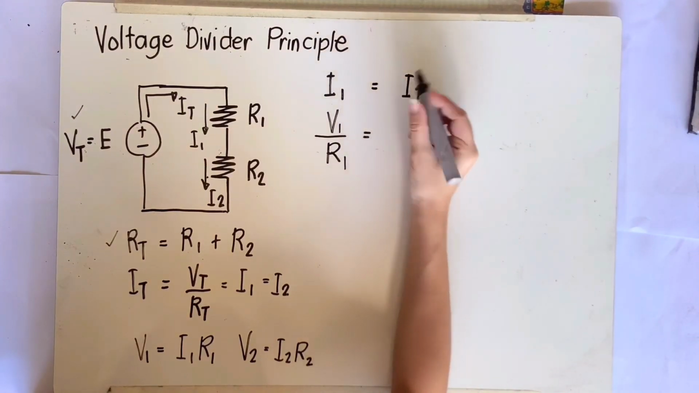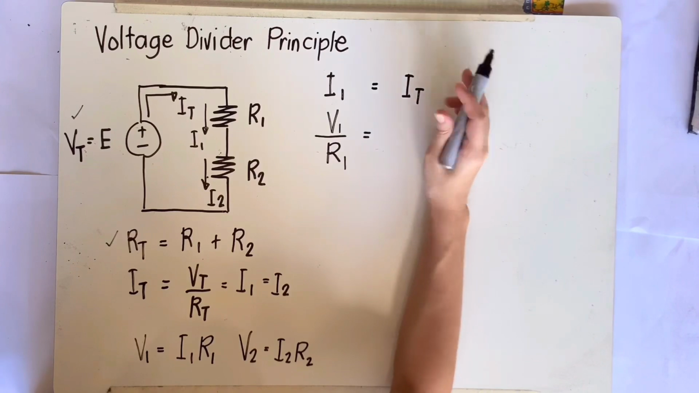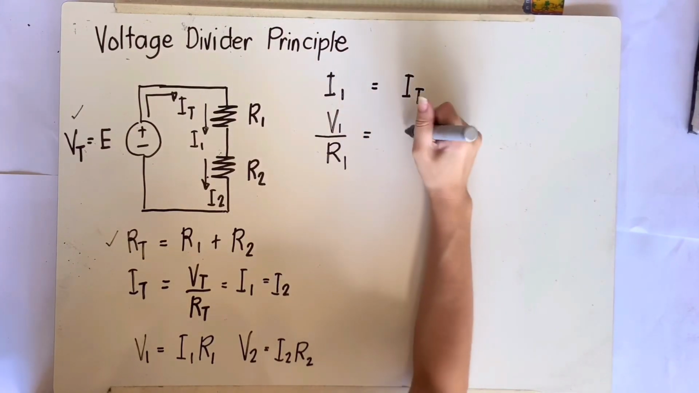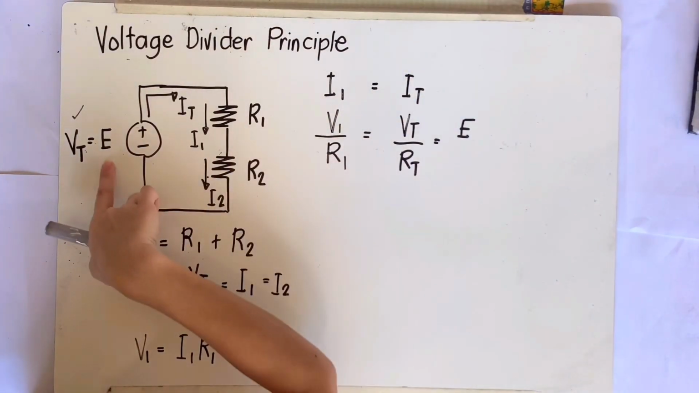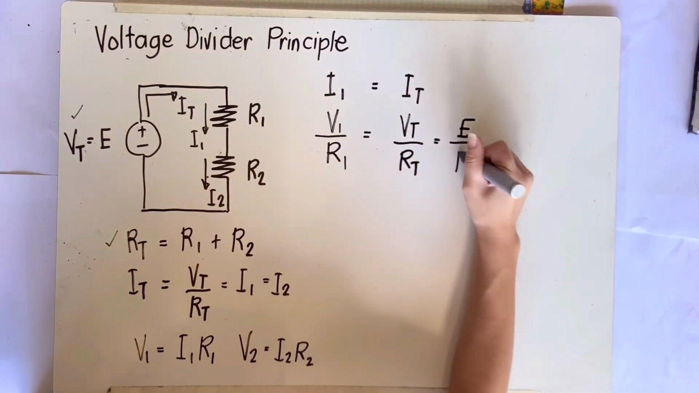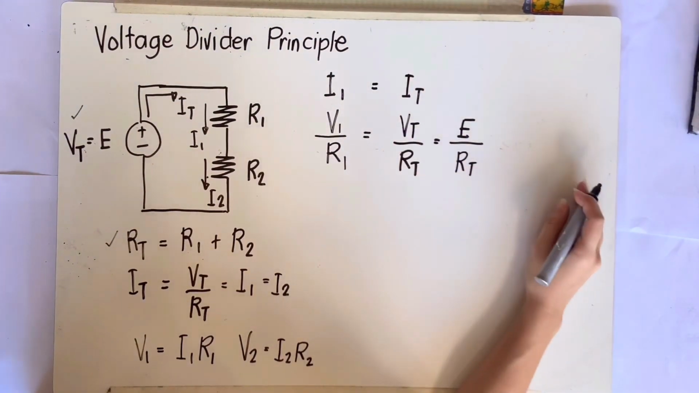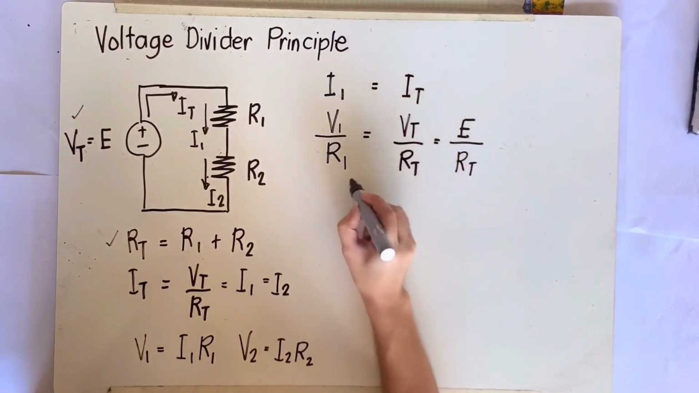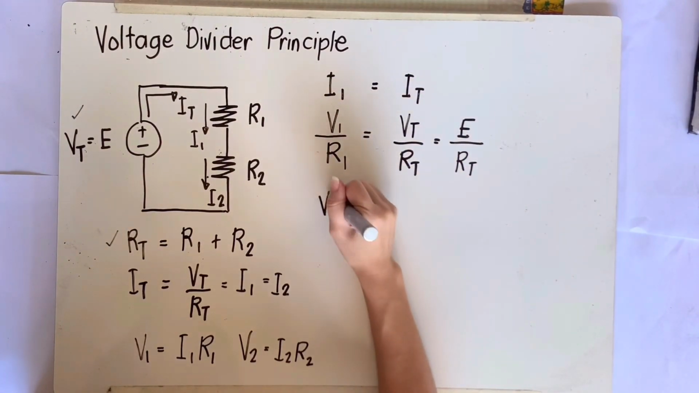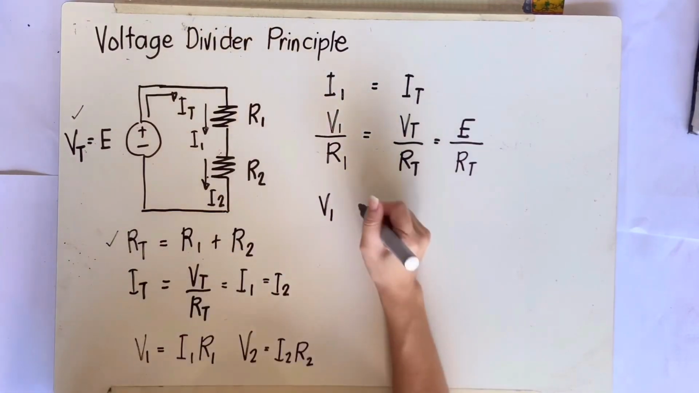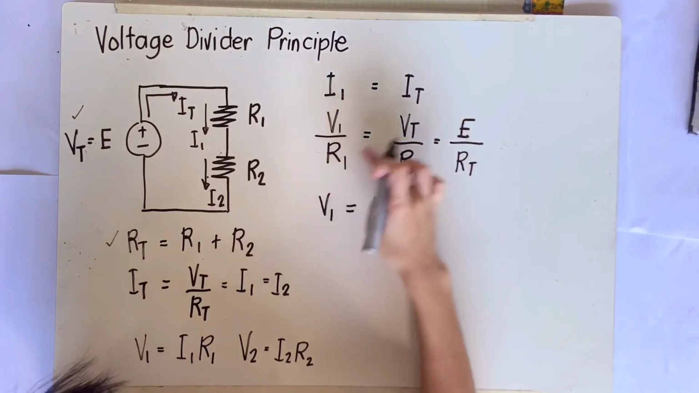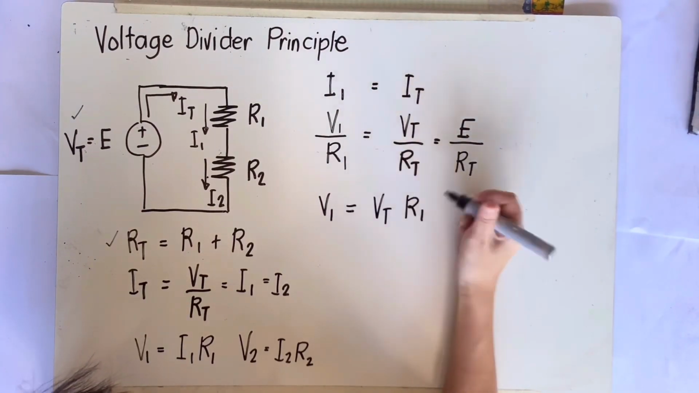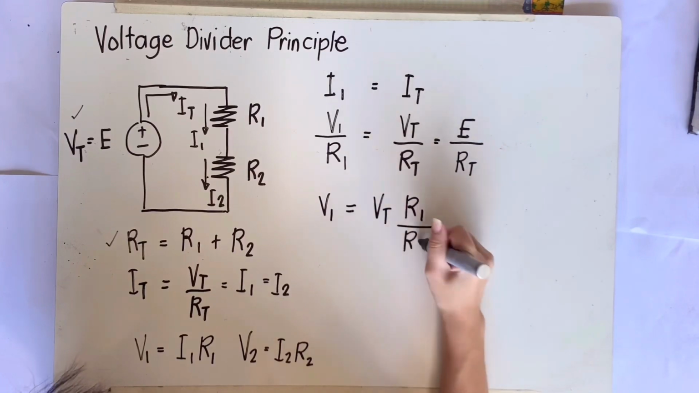And that would be equivalent to IT, which means pwede ko itong i-substitute with V over R ulit, where V is VT, and R will be R total. Or instead, pwede mong palitan si VT ng E, since that represents EMF, equivalent to the applied voltage over RT. At maalin sa dalawa, pwede nating gamitin. Now, having this equation, pwede ko nang isolve si V sub 1 in this, with V1 equal to VT, multiply natin si R1 doon, R1 over, you have the denominator RT.